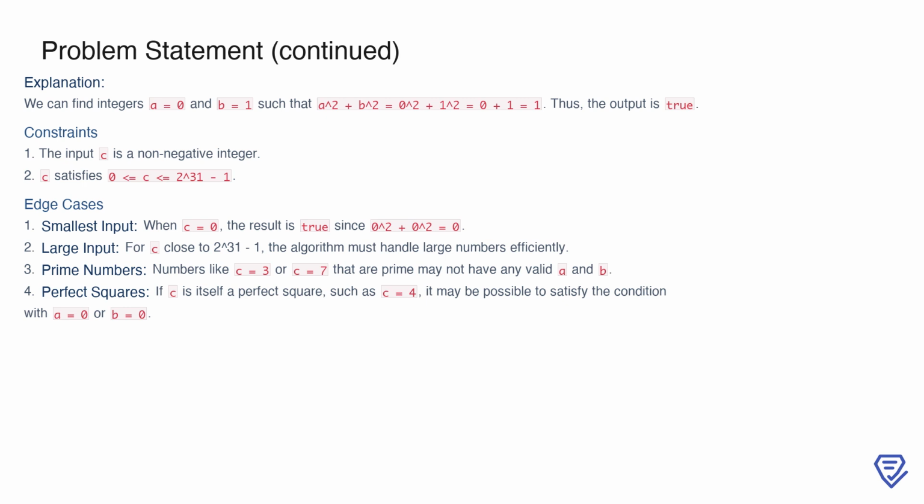Additionally, certain numbers like prime numbers, such as c equals 3 or c equals 7, may not have any valid solutions. On the other hand, perfect squares, like c equals 4, can often be expressed as the sum of squares, such as 2² plus 0² equals 4. These considerations highlight the need for both correctness and efficiency in our approach.